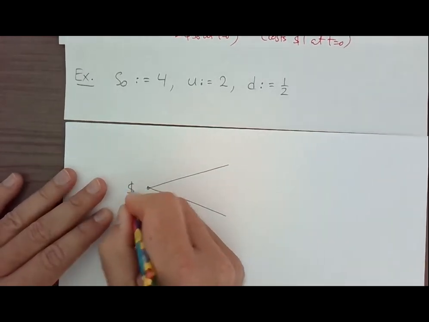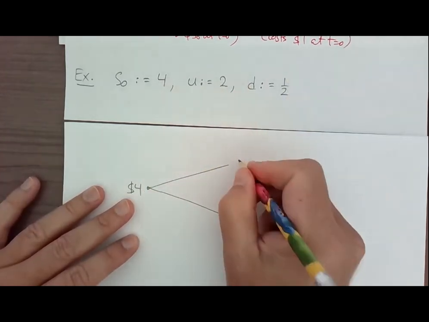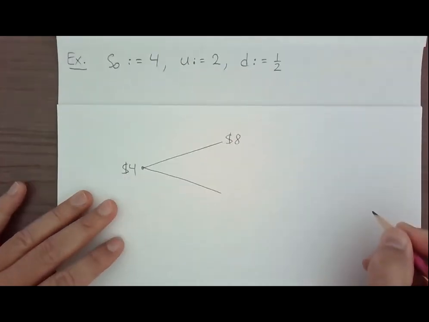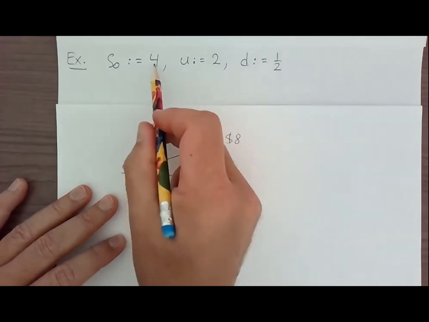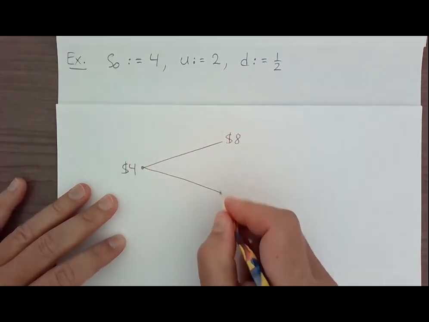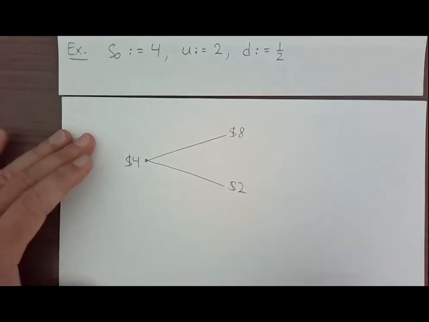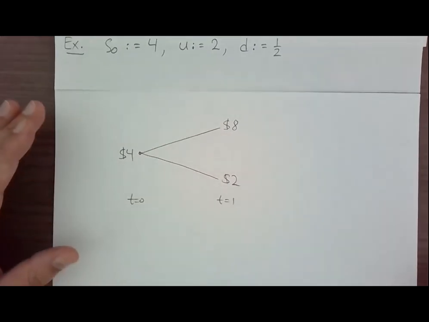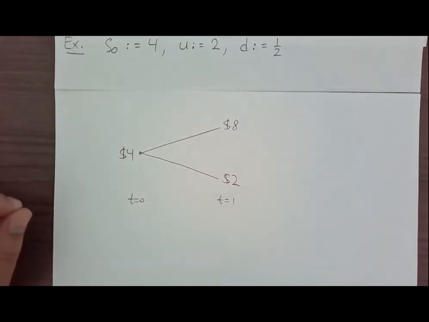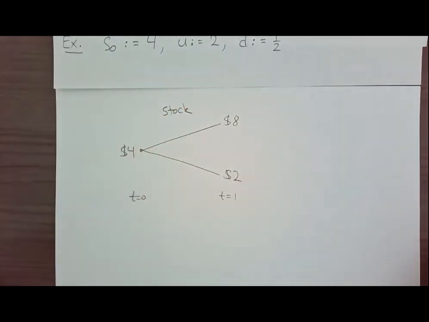So we're going to go from $4 today, and then you can go up to 4 times 2, that's going to be 8 in the future. Or if you get tails, you're going to go to 4 times a half, so that's going to be equal to 2. Right, so again, this here's at time 0, this here's at that future time, which we call tomorrow. So this is the stock. And now what about the bond? Where should we put the bond?